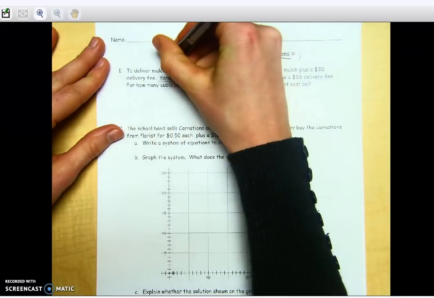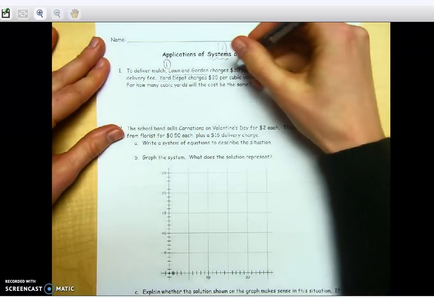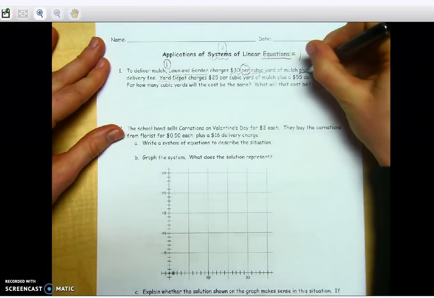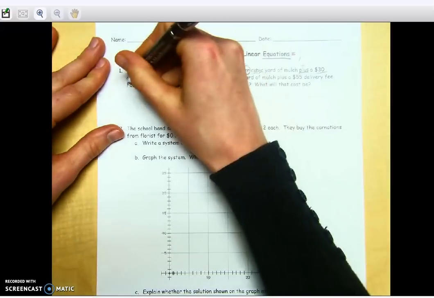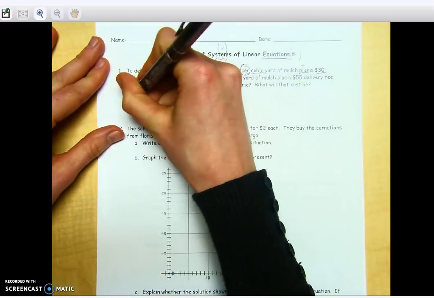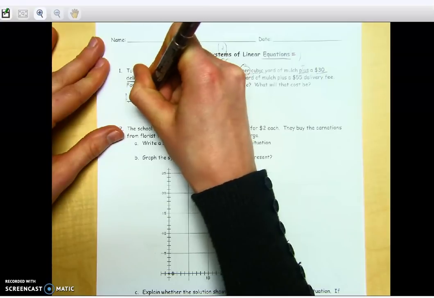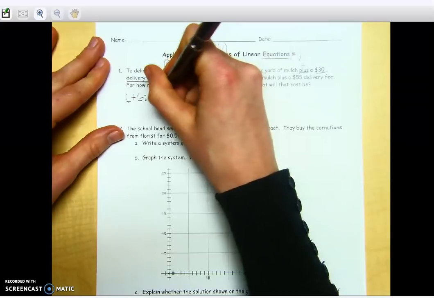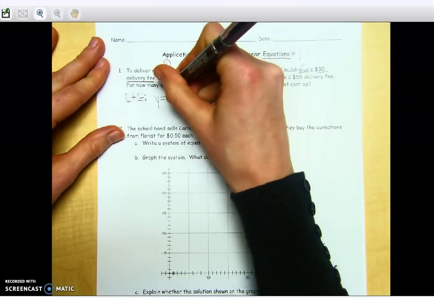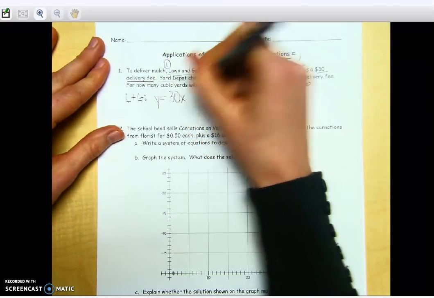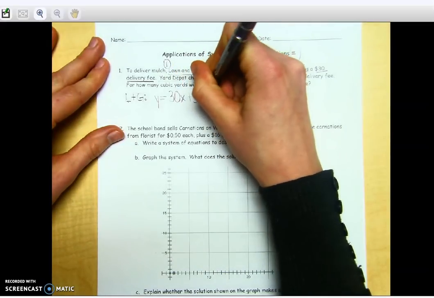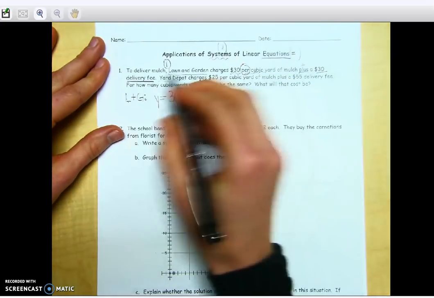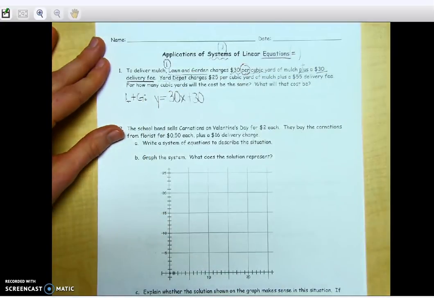So the first situation that we're going to deal with here is the lawn and garden, where we have $30 per cubic yard plus, remember that's a plus sign, a $30 delivery fee. So if we're doing lawn and garden, we have y is equal to 30x plus 30. Whenever I see the word per, I know that this is my slope. Whenever we have some sort of fee, that's going to be my y-intercept.